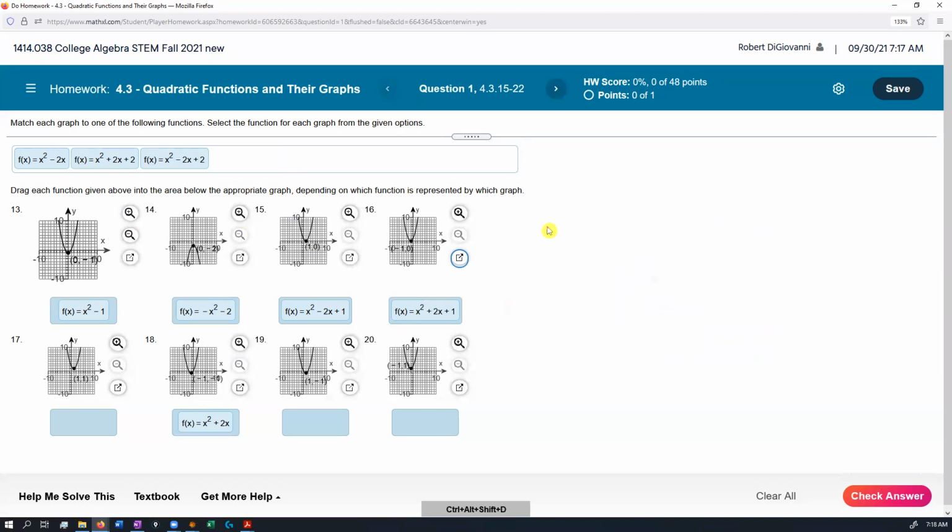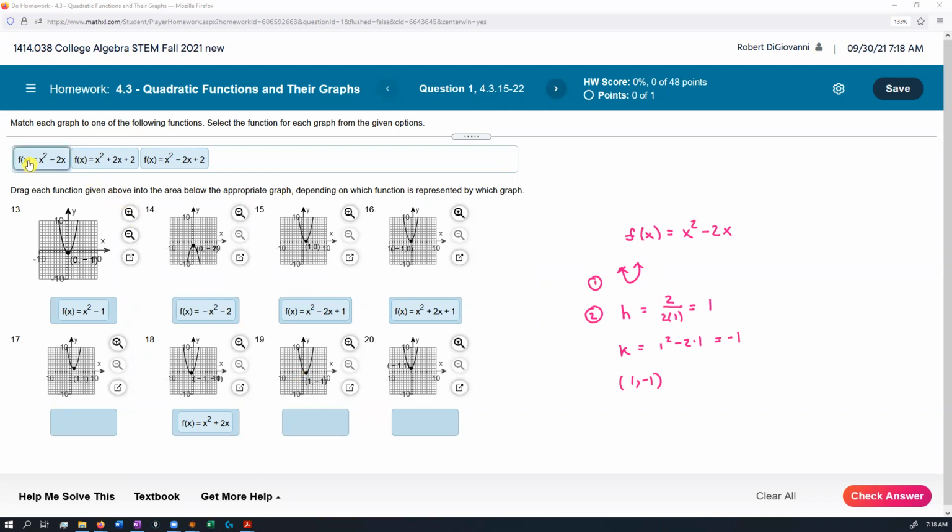All right, now the next one, f of x equals x squared minus 2x. Opens up. Okay, the vertex of this is h is going to be 2 over 2 times 1. So that gives me just 1. And then if I plug in 1 into the function, I get 1 squared minus 2 times 1. That's going to give me -1. So 1, -1 is the vertex. Let's see. It looks like this one. 1, -1. Yeah. So that's got to be this one here.